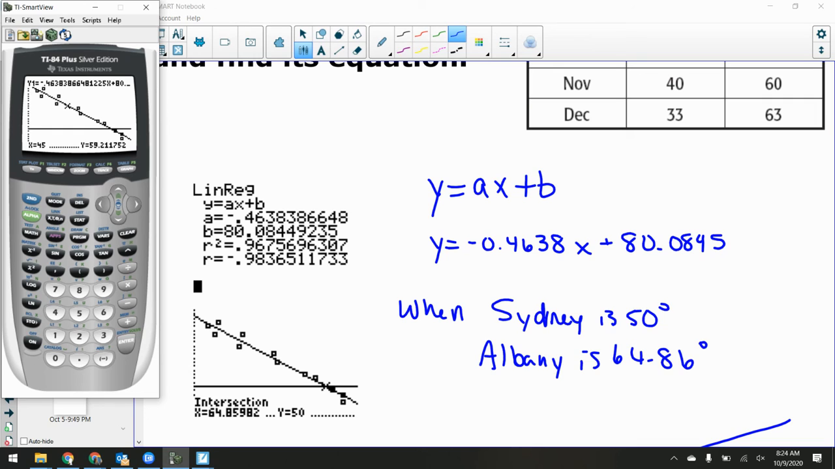And look at that, it's tracing it right along that diagonal line too, and it's showing you where it is on the graph. So when the X value is 45, the Y value is 59.2. Yes? Yeah. Second, calculate, and then value of 45. And then you have to hit enter right at that point. It should give you 59.21. So what does that mean? That means that the temperature in Sydney is 59 degrees when the temperature in Albany is 45 degrees.